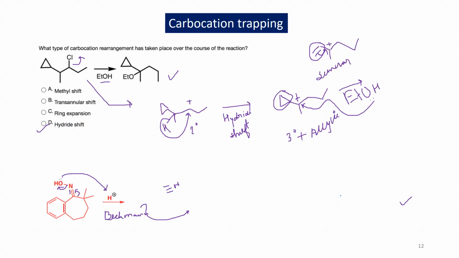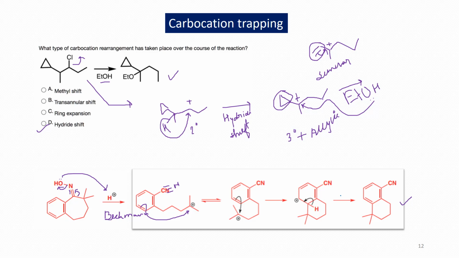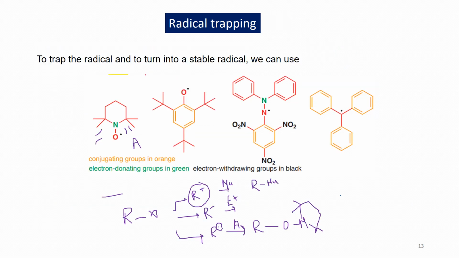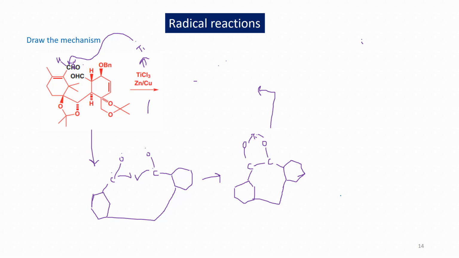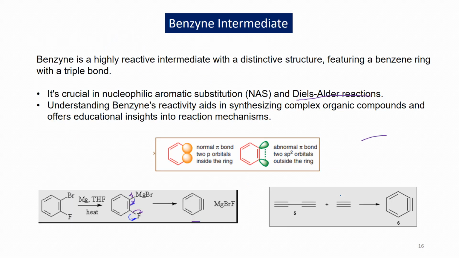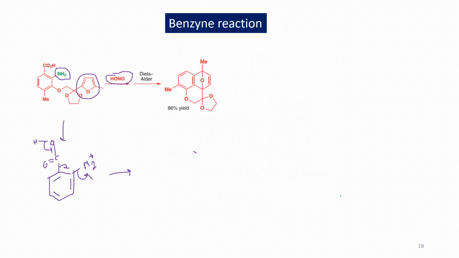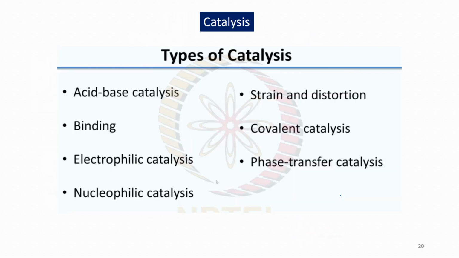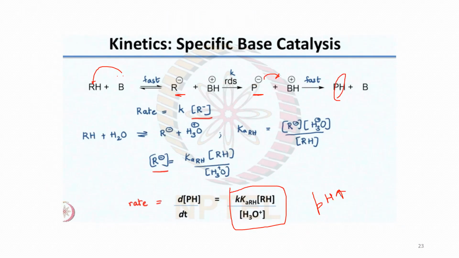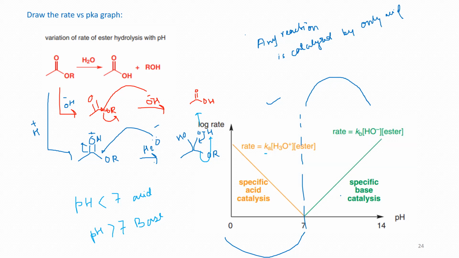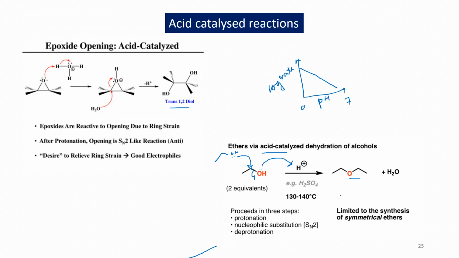Then we discussed carbocation trapping and how you can trap a carbocation, and solved some questions based on that. We talked about radical trapping and solved some questions. Then we talked about benzyne intermediate and how we can trap that. Then we talked about catalysis, different types of catalysis, acid and base catalysis, and if a reaction is catalyzed by both acid and bases, how the graph will look, and if a reaction is only catalyzed by acid, how the graph will look. We will continue this in our next class, where we will discuss other types of catalysis.